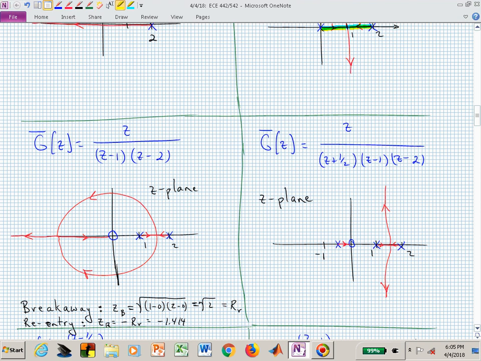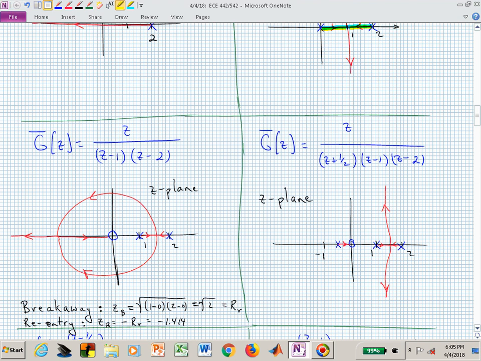What's happening in the lower right? Well, you should immediately be able to write down x's and o's on your diagram, on your z-plane. You should be able to factor the denominator, factor the numerator, and immediately put in the x's and the o's. We have a pole at minus 1/2, we have a pole at 1, and we have a pole at 2. We have a 0 at the origin.